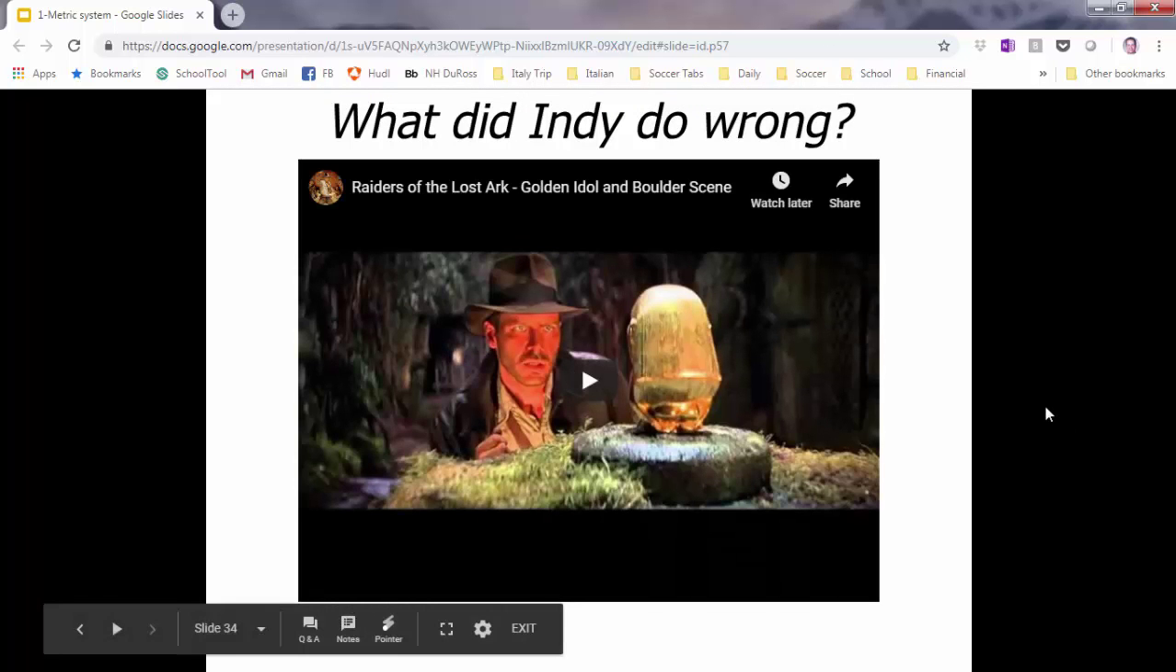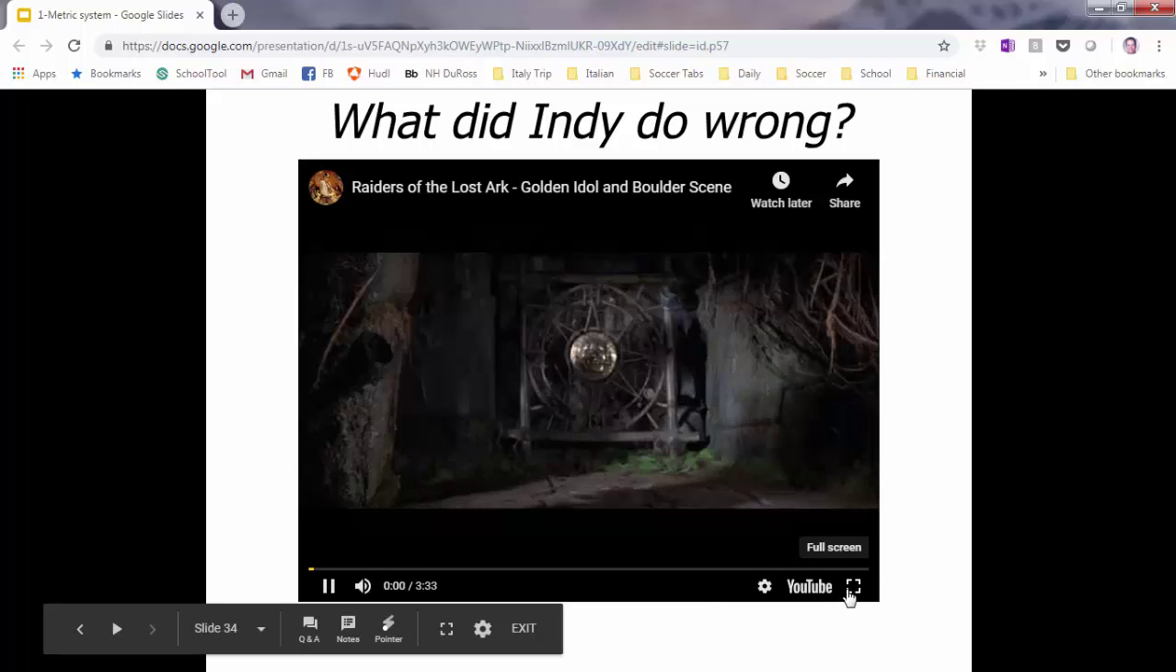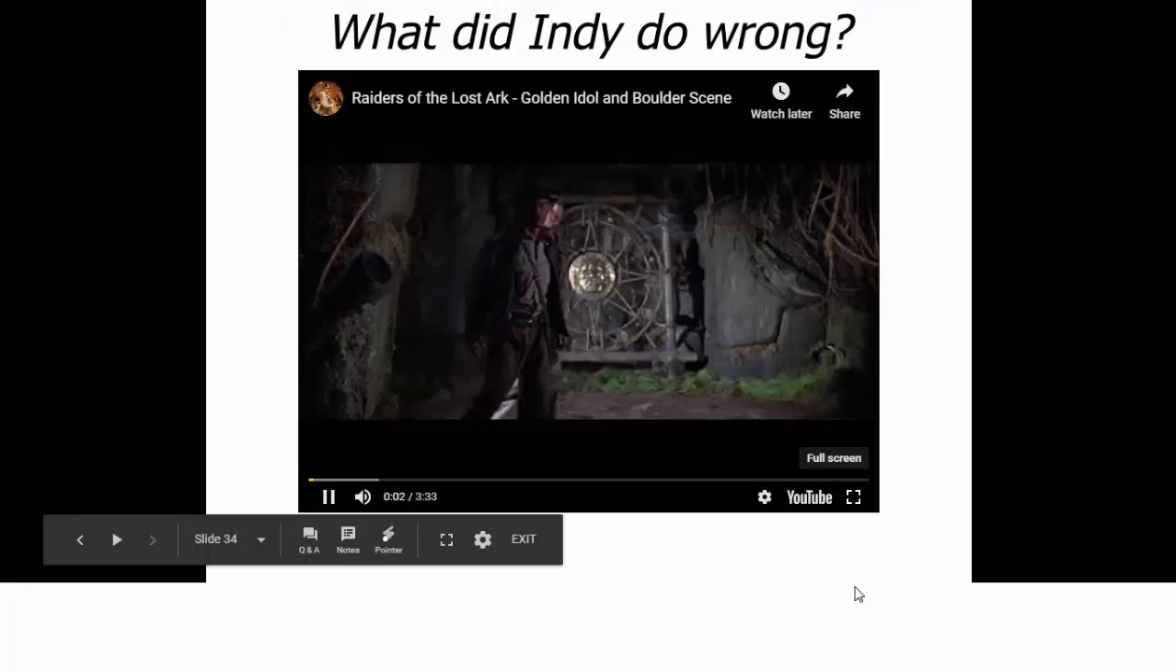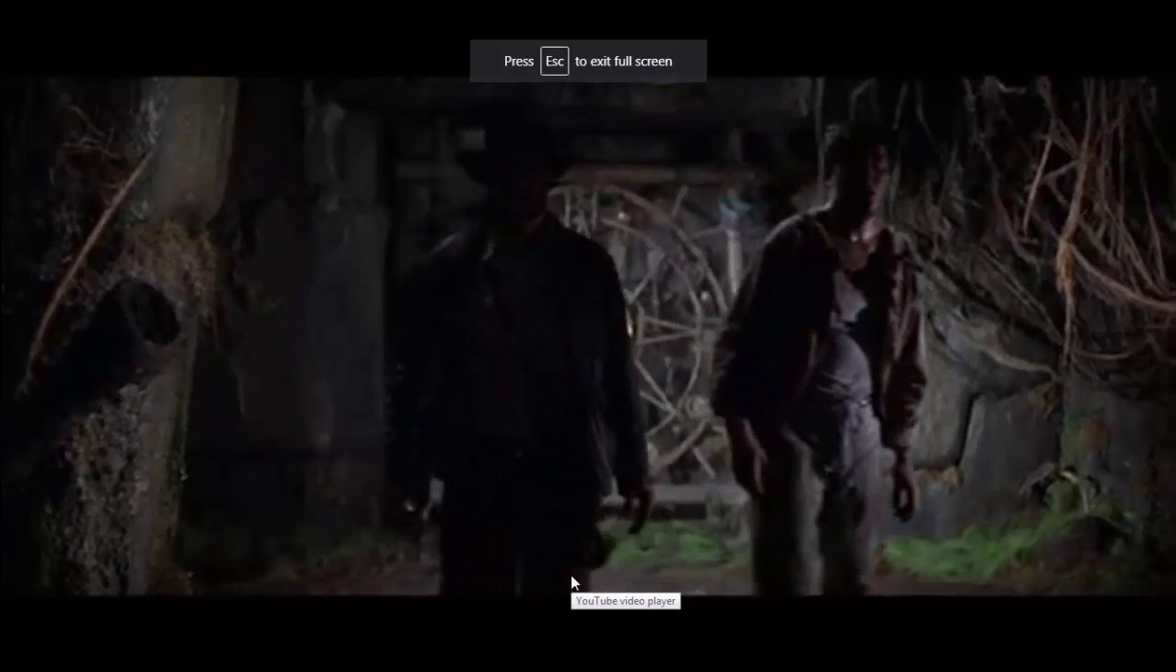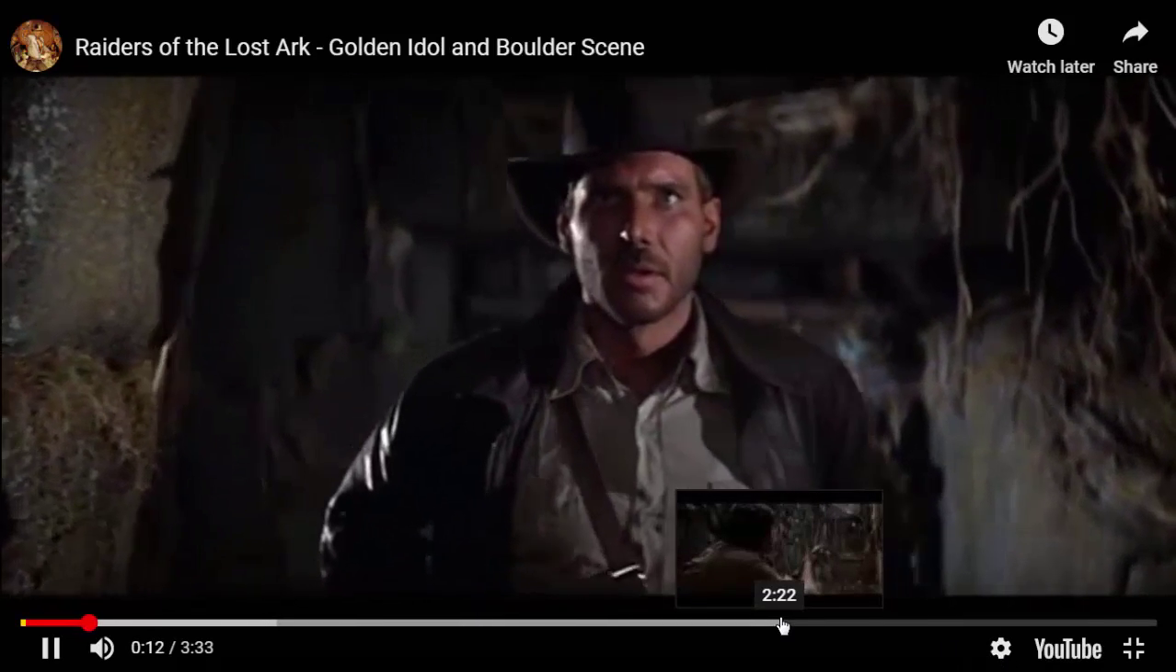You guys seen this movie? Great movie. All right, just watch for a minute. If you've not seen it, definitely you should see it. It's really cool. But I want you to have in mind what we've just talked about as we watch this scene from, what's the name of the movie? Raiders of the Lost Ark. It's the first Indiana Jones movie. So just watch.